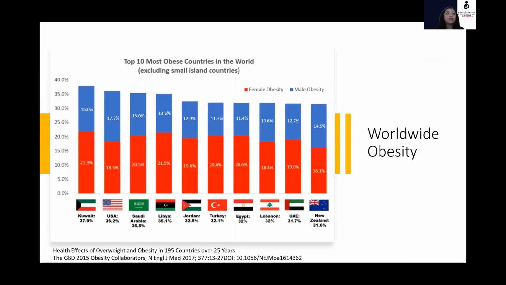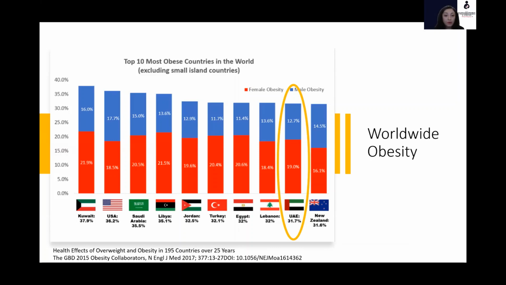So what do we know about our local population? This is a study from 2015 that looked at the prevalence of overweight and obesity in the world in 195 countries. And as you can see, the UAE actually ranks number 9 in terms of obesity prevalence. And unfortunately, with the exception of the USA in number 2 and New Zealand in number 10, all of these countries are in our region in the Gulf and Mediterranean area.